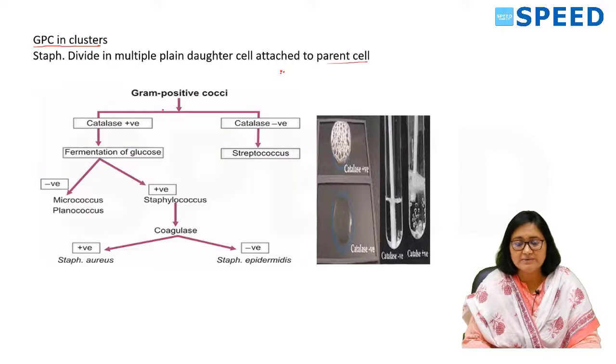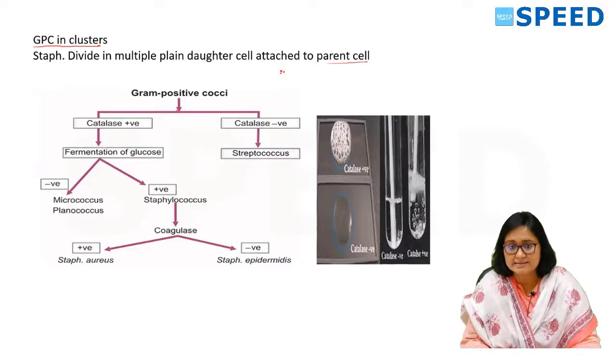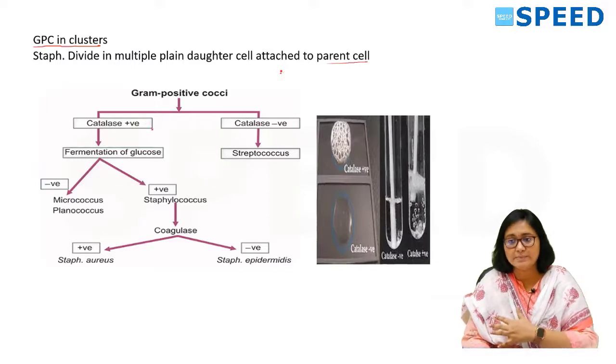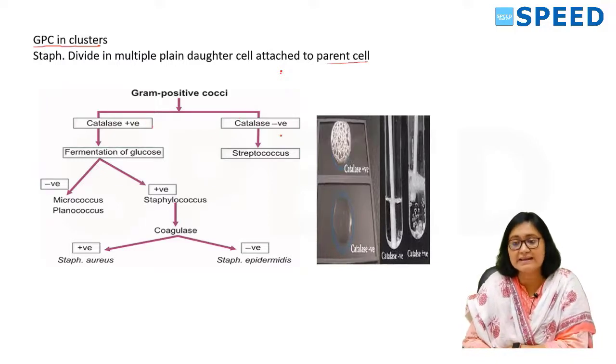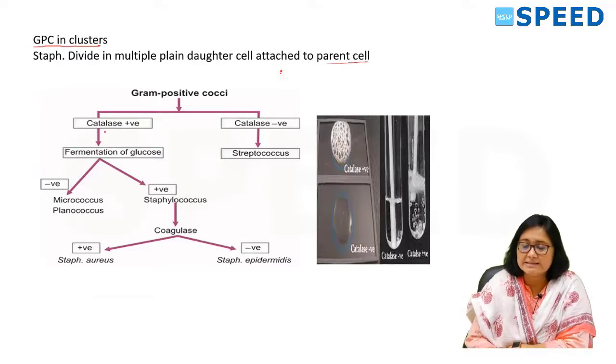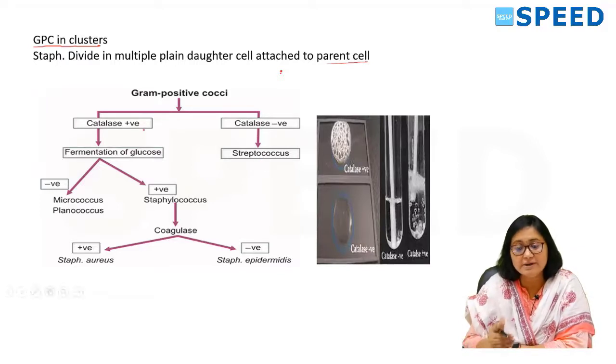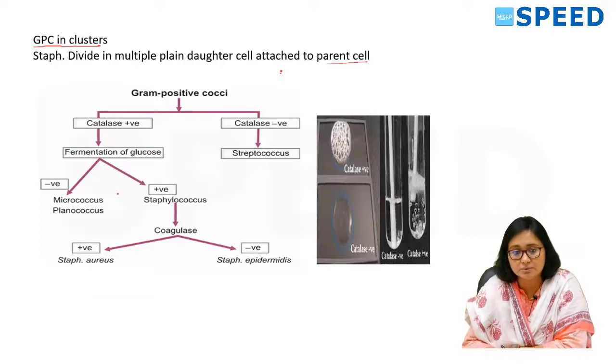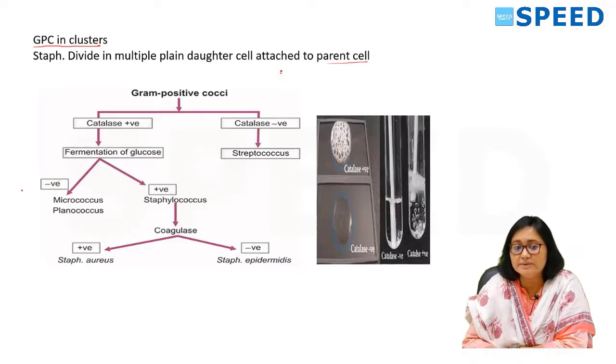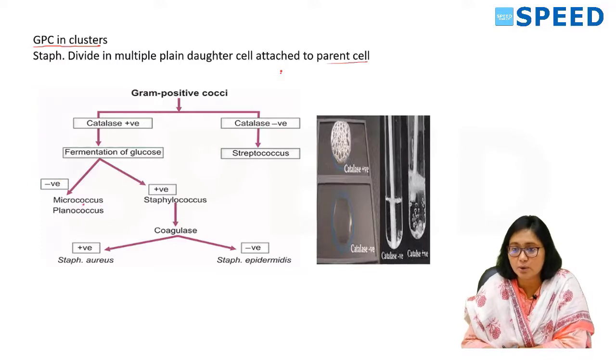Gram-positive cocci we divide on the basis of the catalase test. If they are catalase positive, we put them in Staphylococcus. If they are catalase negative, they are Streptococcus. Catalase positive organisms are further classified on the basis of fermentation of glucose. If they don't ferment glucose, we put them in Micrococcus and Planococcus. If they ferment glucose, they are Staphylococcus.